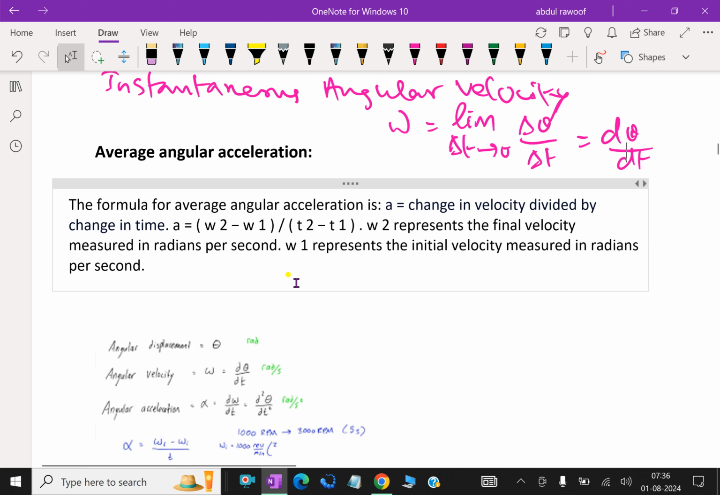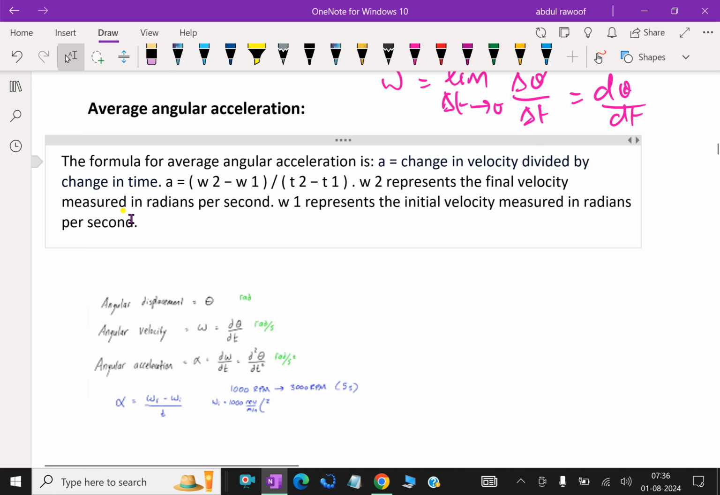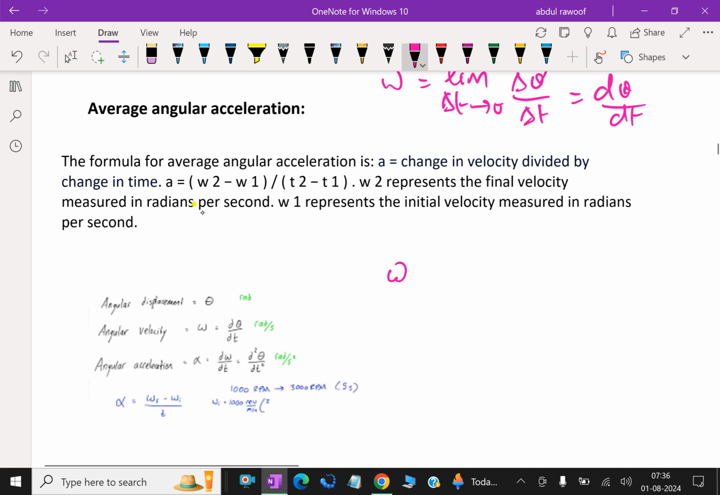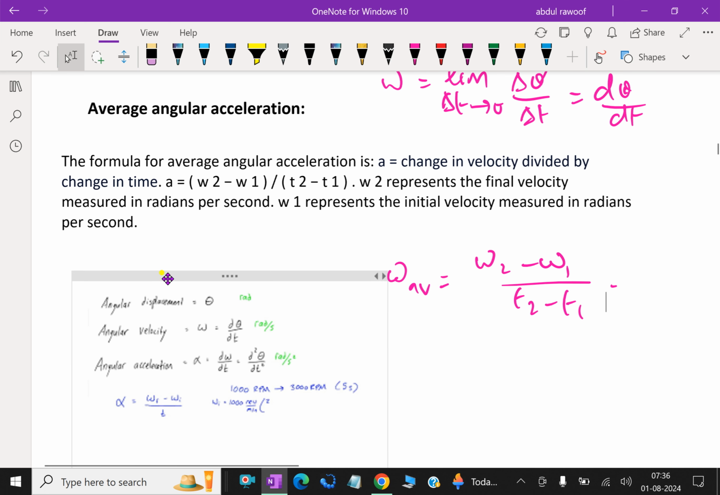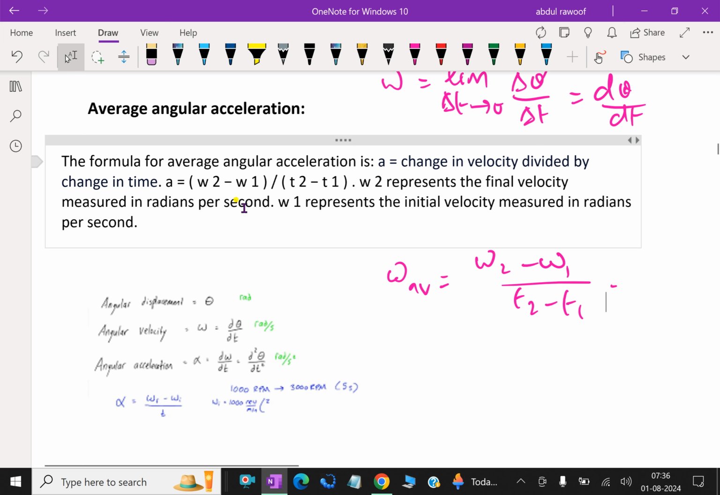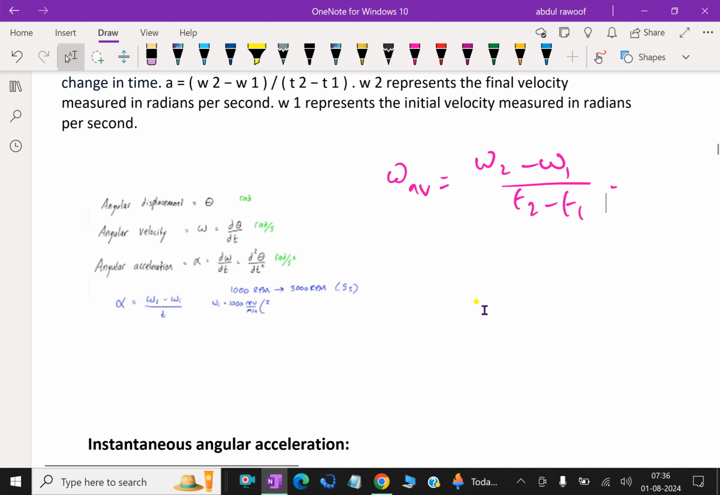Next one, average angular acceleration. The formula for average angular acceleration is α equals change in angular velocity divided by change in time. That is α = (ω2 − ω1)/(t2 − t1).